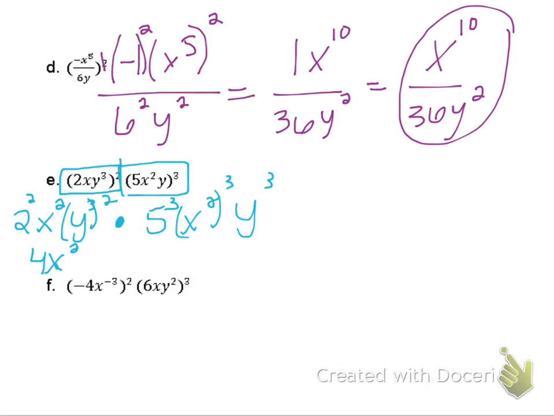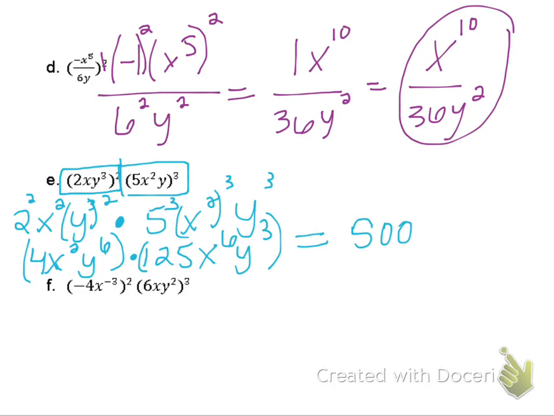Y cubed squared would be y to the 6th power if I multiply those. And then 5 cubed is 125. And then x, I have 2 squared and cubed, so that's to the 6th, and then y to the 3rd power. Okay, now I can multiply what I have combined here. So I have 4 times 125, I'm multiplying like terms. So 4 times 125 is actually 500.